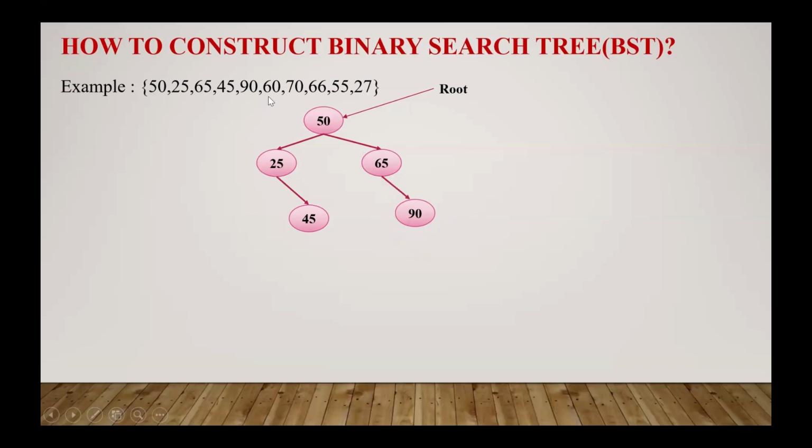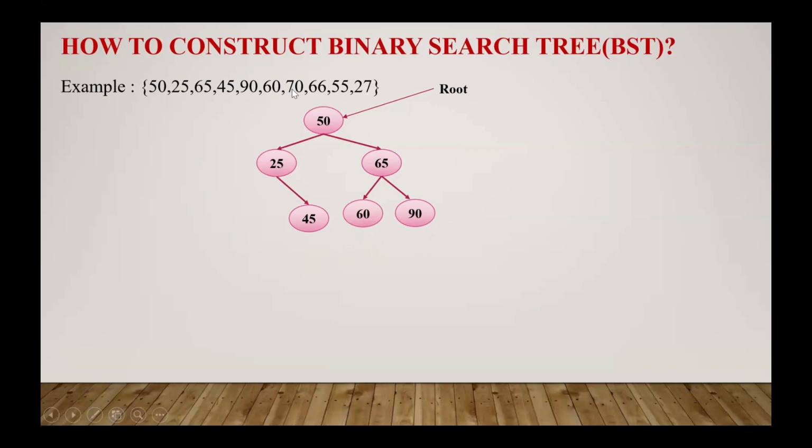Then next element 60. 50 is less than 60, so it will come to the right child. Now 65: 60 is less than 65, so it becomes the left child of this one. So it becomes the left child.